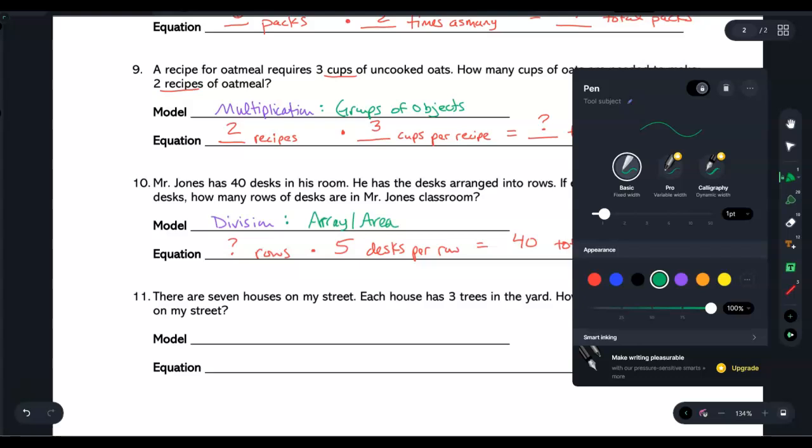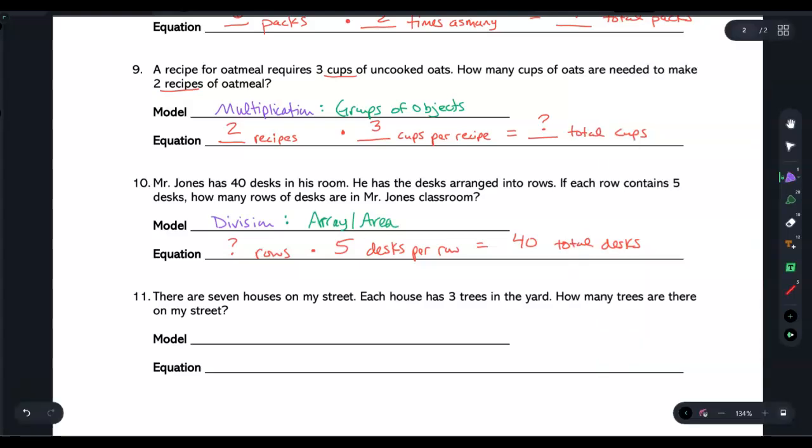And then the last one here, there are 7 houses on my street. Each house has 3 trees in the yard. How many trees are there on my street? So I'm going to go ahead and start with the setup equation here, because this could be multiplication, it could be division. If it's division, I don't think it's an array, so I would say that it's either going to be sharing or the equal grouping. If it's multiplication, this doesn't seem to be multiplicative comparison or array or counting, so I would say this is groups of objects if it's multiplication. But to be sure, we can just write the setup equation.